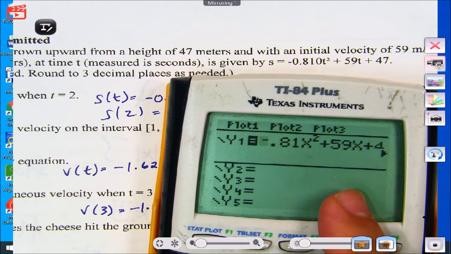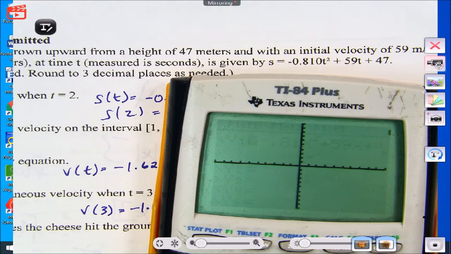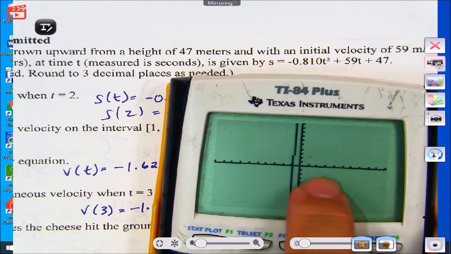Plus, there are other benefits to plugging it in here. What if it asks you to graph it, or to do other things, or asks what the x-intercepts are? Like here, if you graph this, now you can look at where the x-intercepts are, which is where y goes to 0. Right, there are 2 x-intercepts.